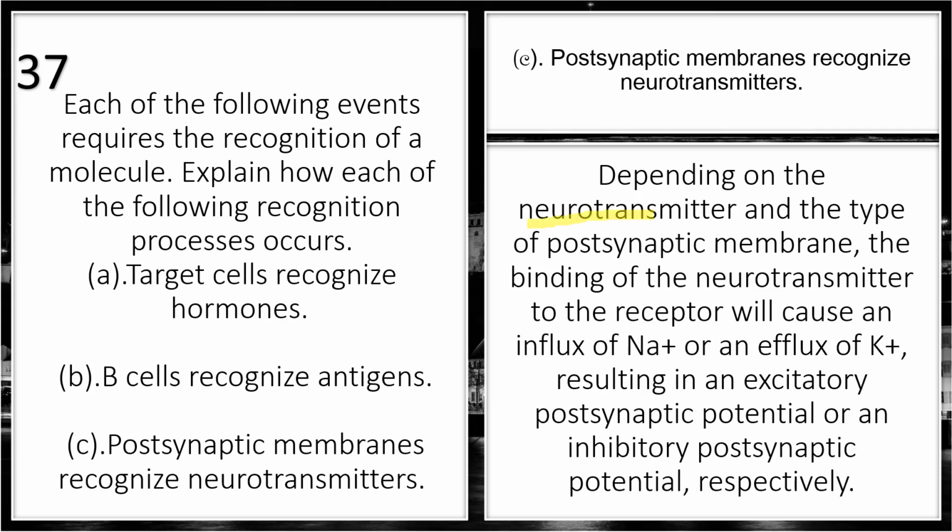Depending on the neurotransmitter and the type of postsynaptic membrane, the binding of the neurotransmitter on the receptor will cause the influx of sodium ions or an efflux of potassium ions, resulting in an excitatory postsynaptic potential or an inhibitory postsynaptic potential.